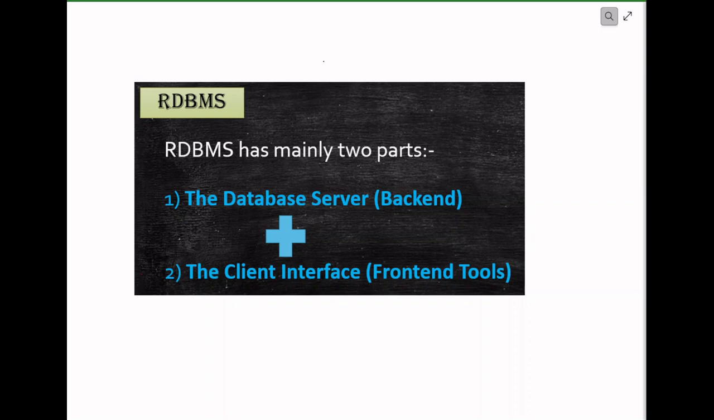So as we know, in the backend database server, we can store the data, and the client interface or the front end tool is used to manipulate the data which we have stored in the backend server. So the client tool is used for creating the data, storing the data, manipulating the data. Everything is done using the client interface, but the actual data is stored in the database server, which is the backend of RDBMS. Okay. Now we know this.